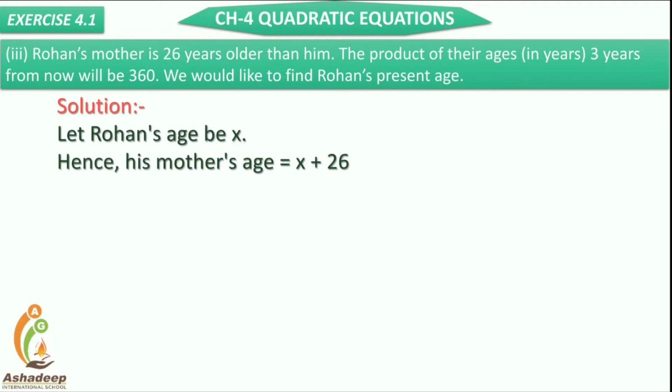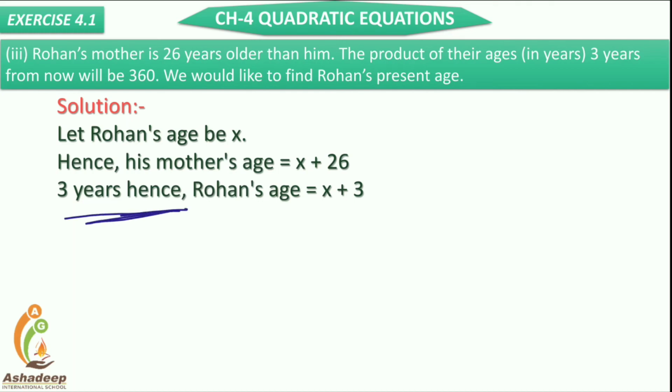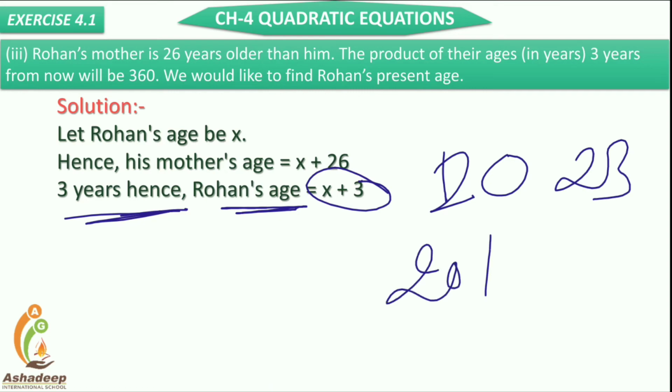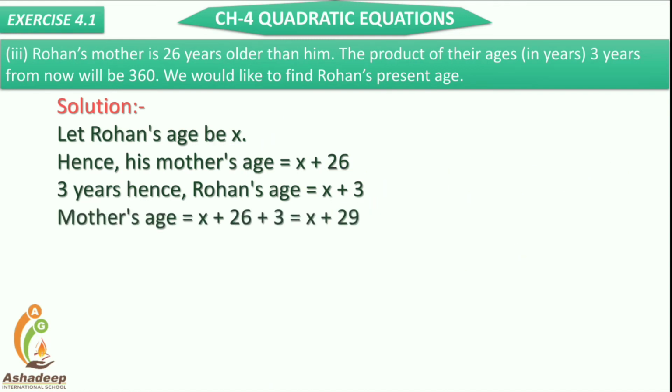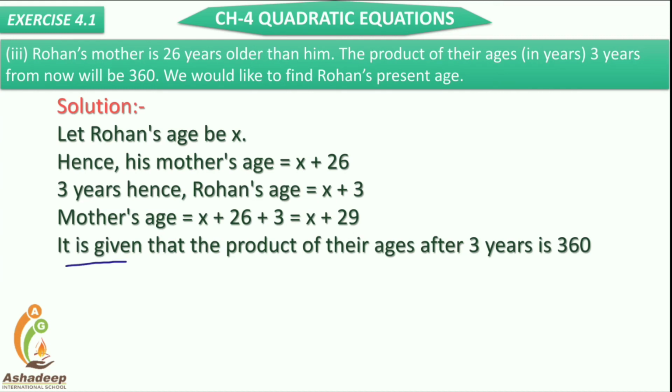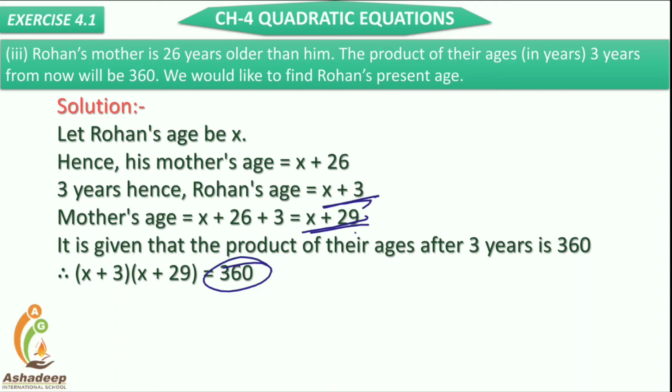So Rohan's age be x, mother's age be x plus 26, and 3 years hence का मतलब बाद में, तो 3 years hence Rohan's age is x plus 3, right? जैसे मैंने बताया, अगर प्रेजेंट एज है 20 years, तो 3 साल के बाद वो 23 का हो जाएगा. कैसे, तो भाई 20 में हमने 3 ऐड किया. सिमिलरली प्रेजेंट एज x, 3 साल के बाद उसकी x plus 3 हो जाएगी. मदर्स एज भी, ये जो प्रेजेंट एज है उसमें मैंने 3 ऐड कर दिया, so x plus 29. अब the condition क्या दी है कि it is given that the product of their ages after 3 years is 360, right? Hence we can say इन दोनों का मल्टीप्लीकेशन हो जाएगा 360.